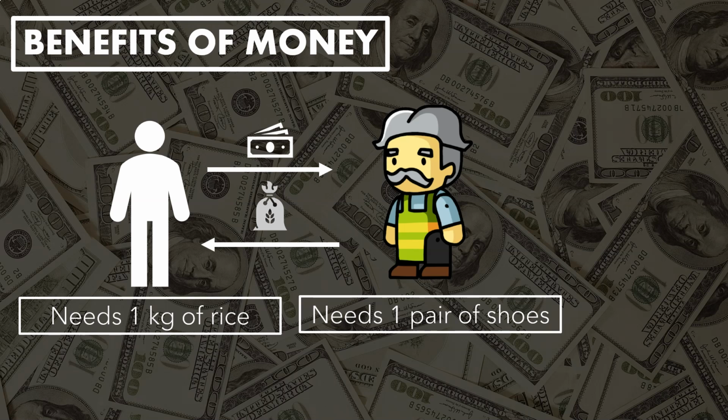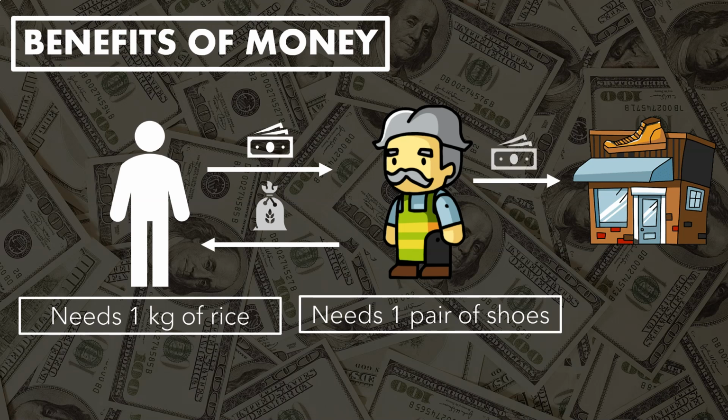So the person on the left exchanged money for rice. And since this man on the right still needs shoes, he can go to the nearest shoe store, exchange money, and get shoes. So money can be exchanged for any goods or services. So instead of exchanging goods between each other, they just exchange money. So money shifts hands between the buyer and the seller. And then the seller can use that money to buy whatever he wants.